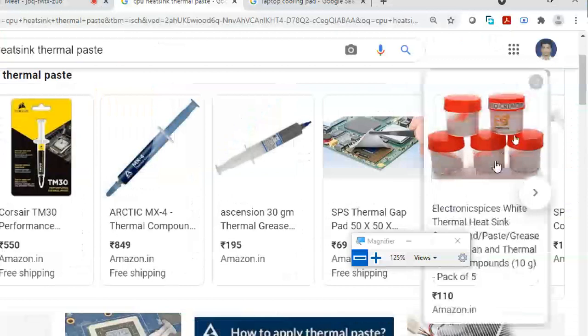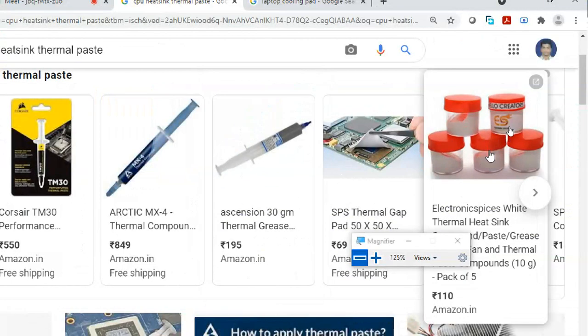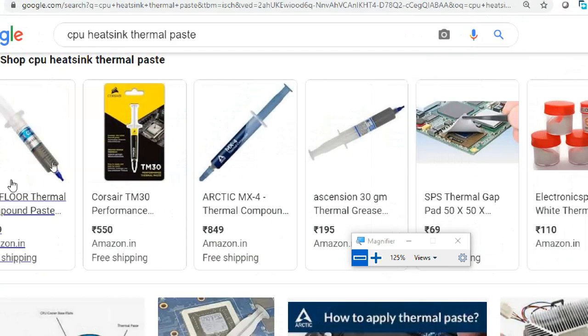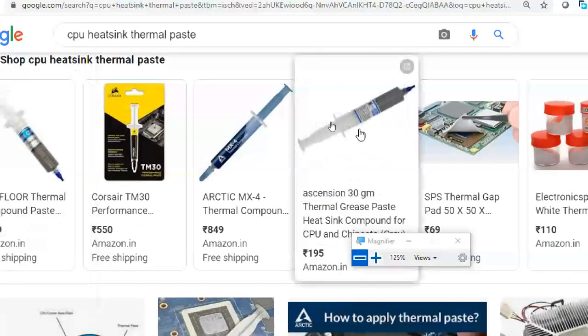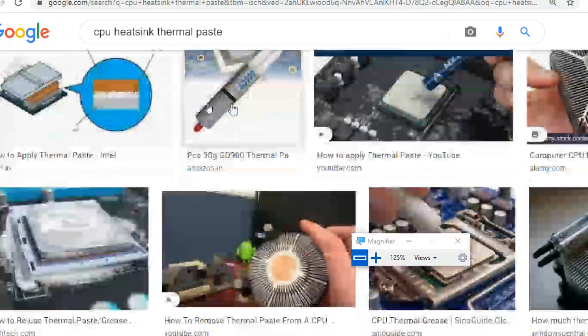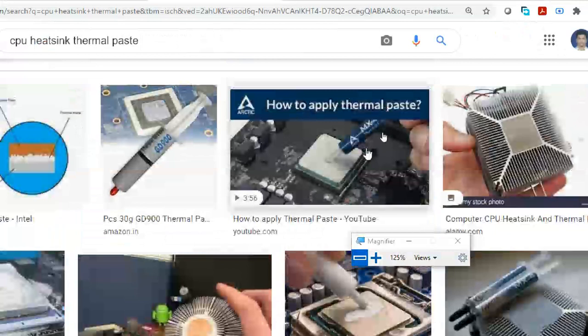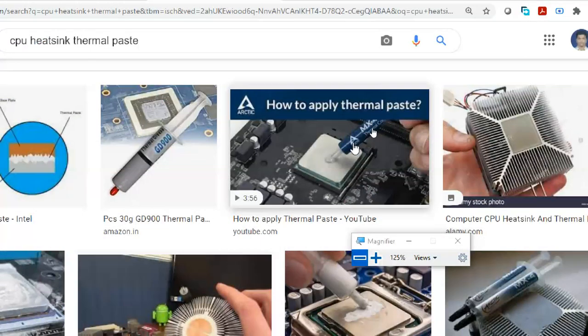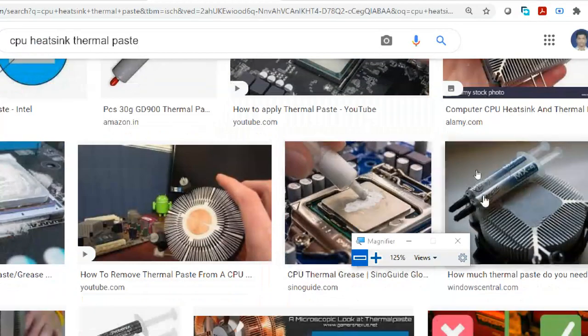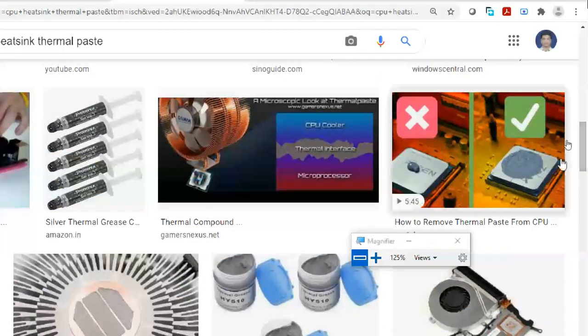Some are with the 10 rupees dabba also available in the market. Depending upon your system and your budget, you can use the 10 rupees dabba, 10 to 20 rupees maximum, or maybe a 200 rupees or 150 rupees thermal paste. Everything works fine. This injection type with a smaller size is a little bit costly, but it depends on you and how much you are using.